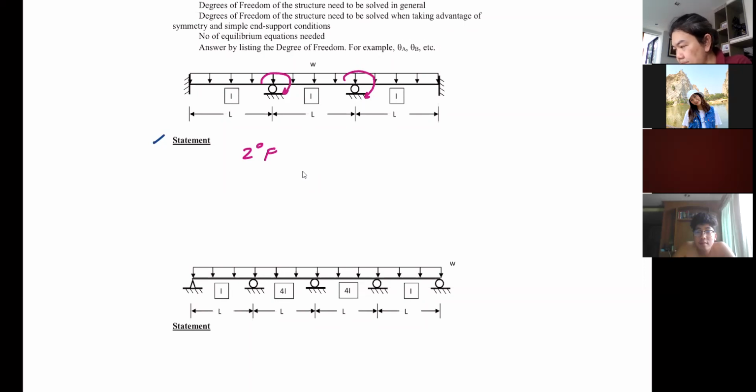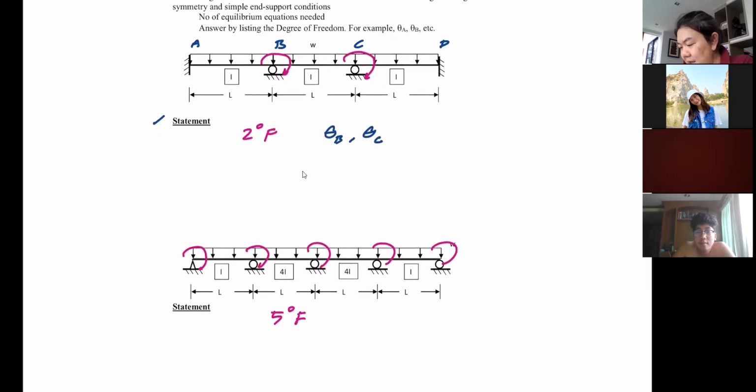And if I give it a name, like A, B, C, and D, now you should know that your degrees of freedom are zeta B and zeta C. And the second one, you have rotations here, 1, 2, 3, 4, and 5. So it's 5 degrees of freedom. And if I give names in the same fashion, A, B, C, D, and E, your unknowns are zeta A through zeta E.